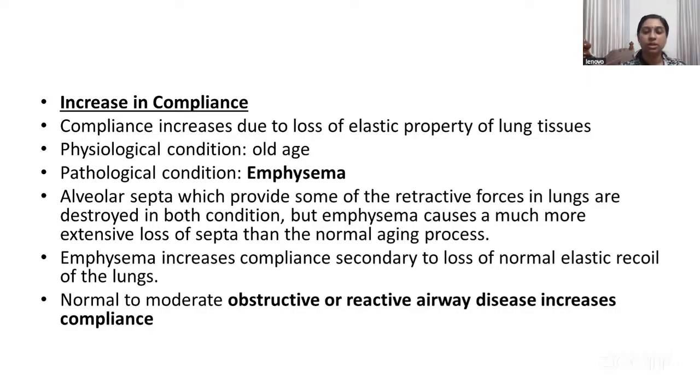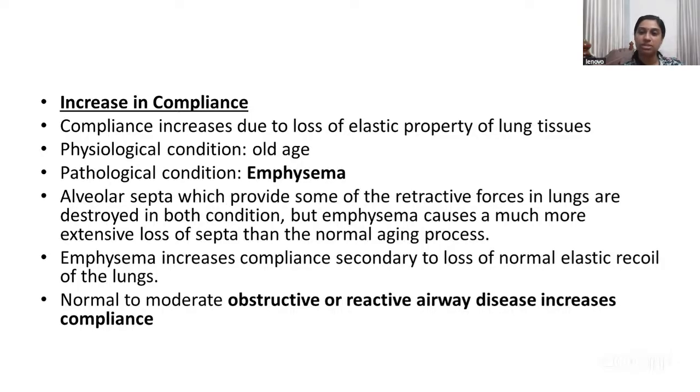Okay. So, increase in compliance. Compliance increase usually due to the loss of elastic property of lung tissues. Okay. Loss of elastic property. So it can be physiological as well as pathological. Physiologically, it usually occurs in the old age, and pathological condition is mainly emphysema. Okay. And alveolar septa, which provides some of the retractive forces in lungs, are destroyed in both conditions.